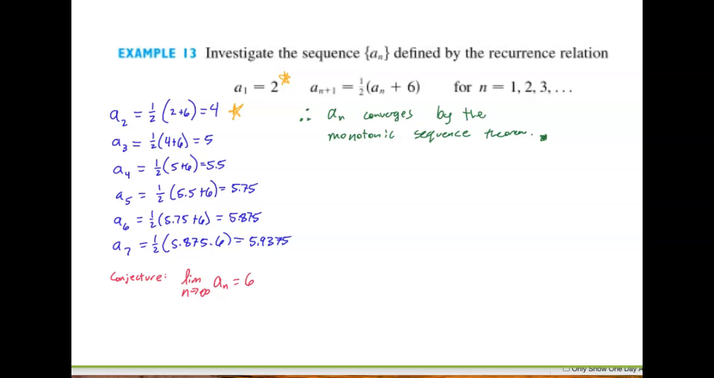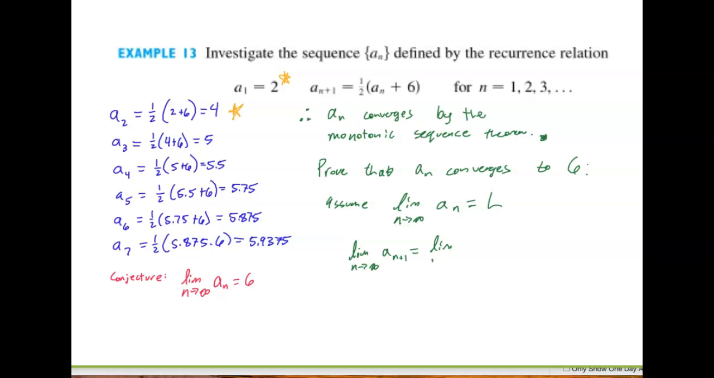All right, so how are we going to prove that it converges to 6 exactly? So prove that A sub n converges to 6. All right, so we already know it converges. Let's assume that it converges to something. Assume the limit as n approaches infinity of A sub n equals capital L, right? Well, if we take the limit as n approaches infinity of A sub n plus 1, isn't that going to be the limit as n approaches infinity of 1/2 A sub n plus 6? Just by the definition of what A sub n plus 1 is.